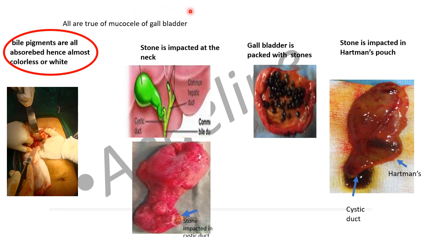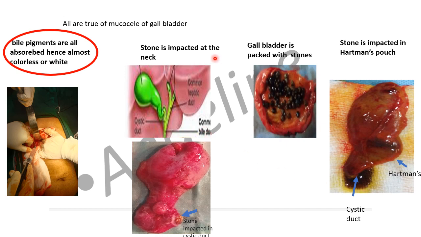Now, all are true of mucocele of the gallbladder except. Please don't run into the slides before me. Come with me. Now, bile pigments are all absorbed, hence almost colorless or white. It is true. You see, this bile here, which is being aspirated from the gallbladder, so that the gallbladder becomes easy to handle during surgery, is white. It is not like your bile color.